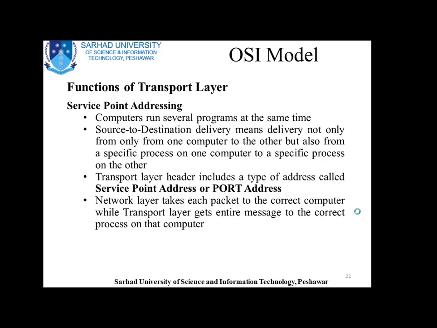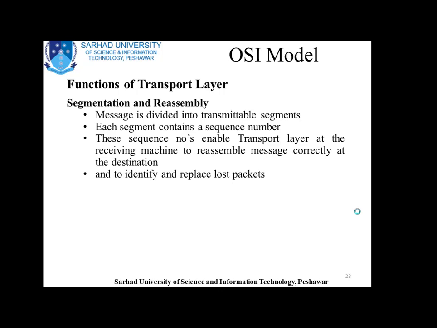Now, what are the functions of the transport layer? The first function is termed service point addressing. It gets the port address to deliver the message at the right port. For example, if you are using multiple programs at the same time on the same system, it is desirable to deliver the message to the application it belongs to. So it is known as service point addressing, and it is also termed port address, meaning the desired port or application.